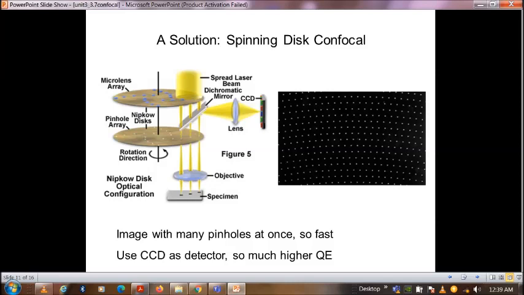In this, the specimen is placed, and the objective lens is placed over it, and over that we have the pinhole array and micro lens array, where the spread laser beam, dichromatic mirror, and everything are placed. So it is easily detected using the camera, very fast and with a high resolution.